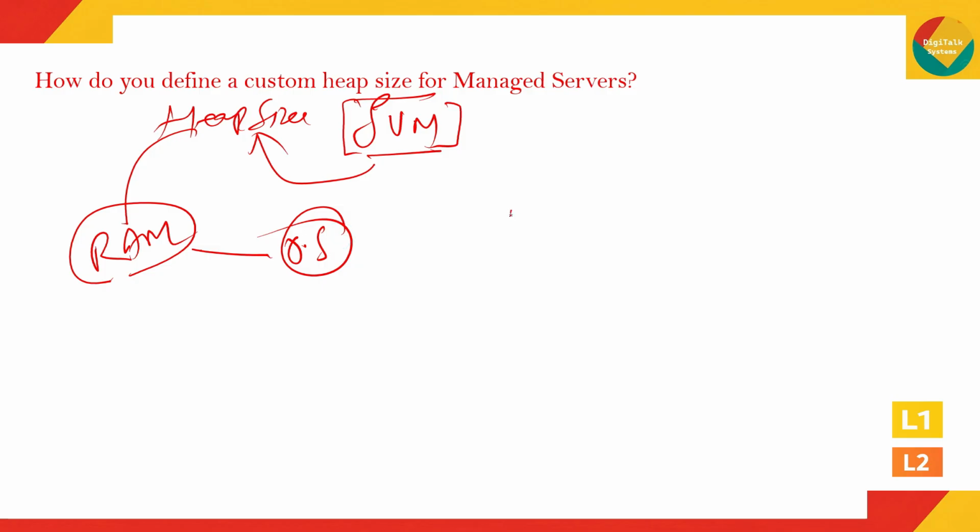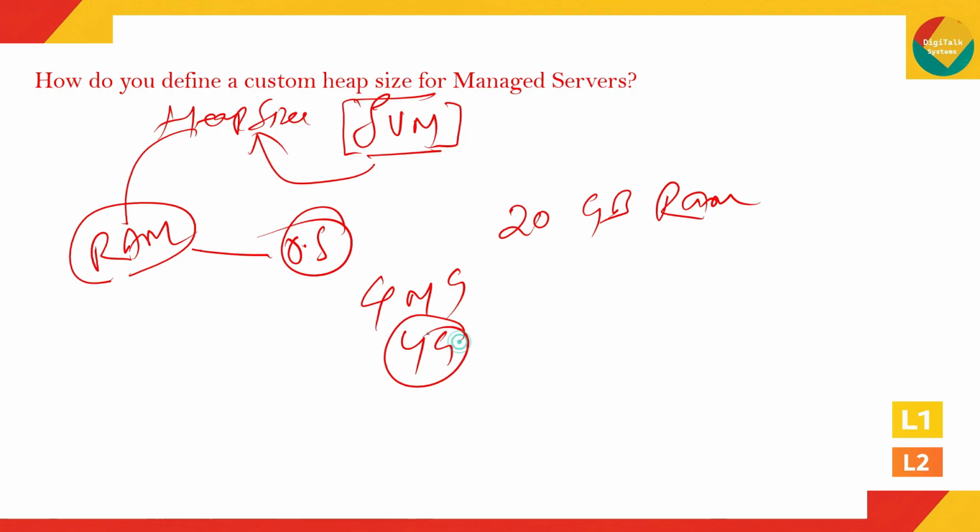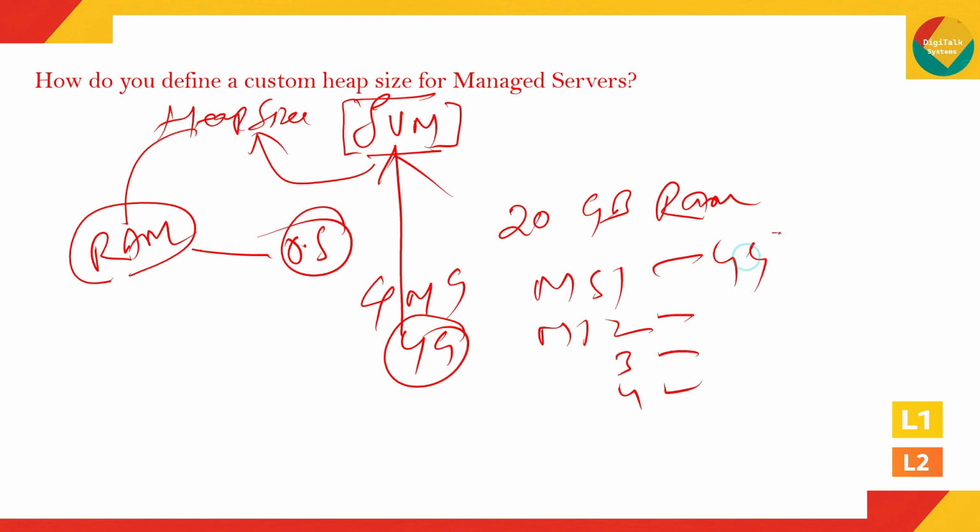Suppose we have 20 GB of RAM in our server, and I'm going to define 4 managed servers in my cluster. So I can give 4 GB to each JVM: managed server 1, managed server 2, 3, 4. I can define 4 GB for each server. So this is called the heap size.